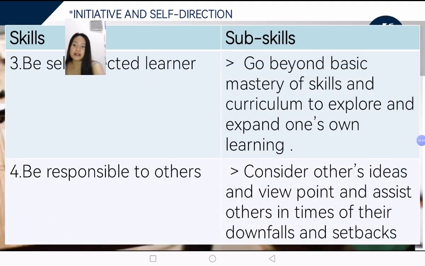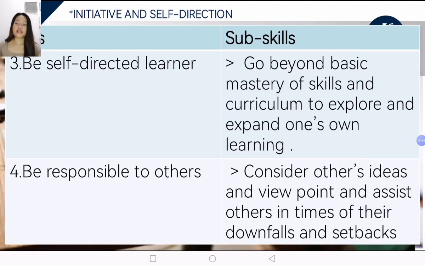Next skill is to be a self-directed learner. So, just like to work independently, to direct yourself. For example, on the tertiary level, we are already expected to do self-learning, di ba? The ideas, the titles, the books are presented, but not directly discussed. So you already need to have a sense of survival method.